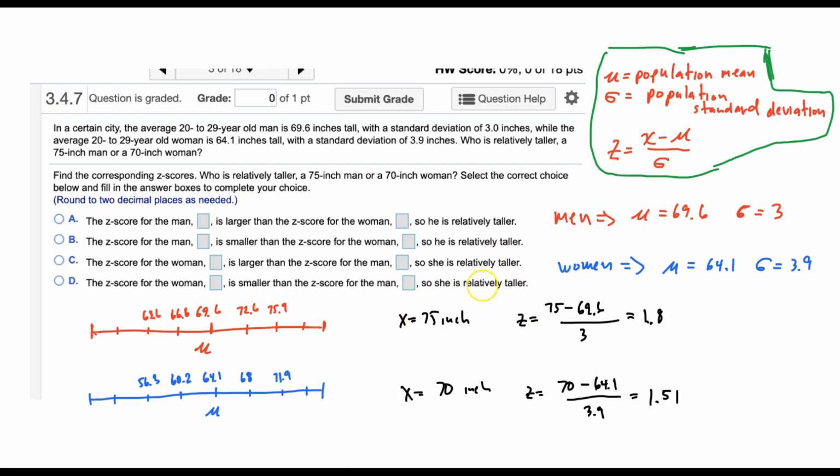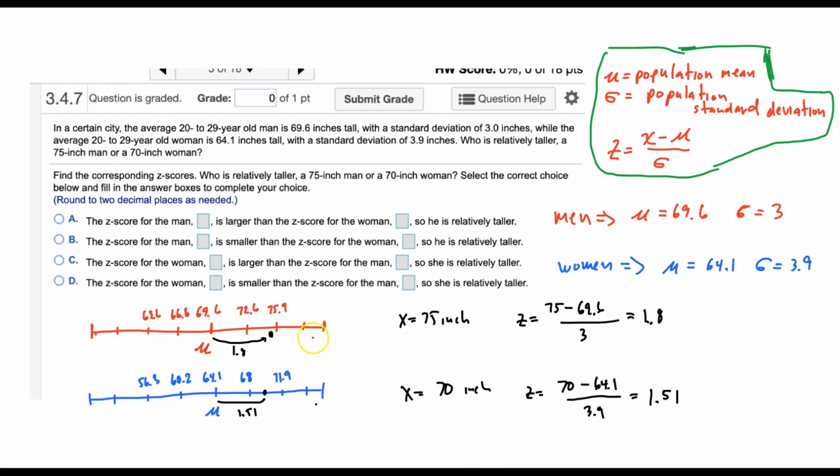And in this case, you can see a man who's 75 inches has a z-score of 1.8. That means they are over here somewhere. And so they are 1.8 standard deviations away from average, whereas in this case this woman is 70 inches. She's somewhere over here. She is only 1.51, while this is 1.8 standard deviations away.